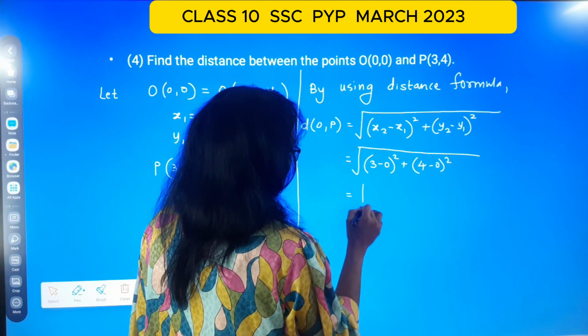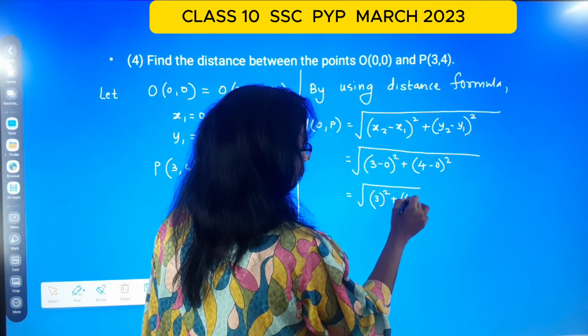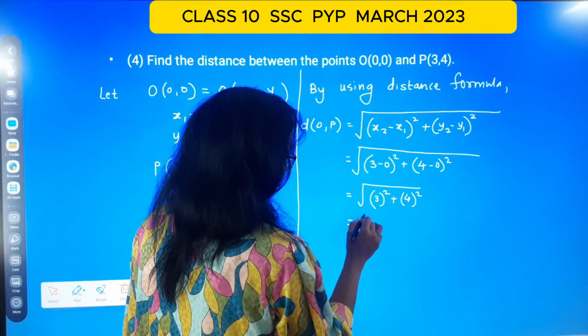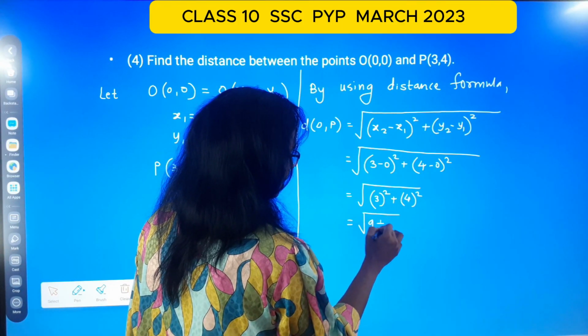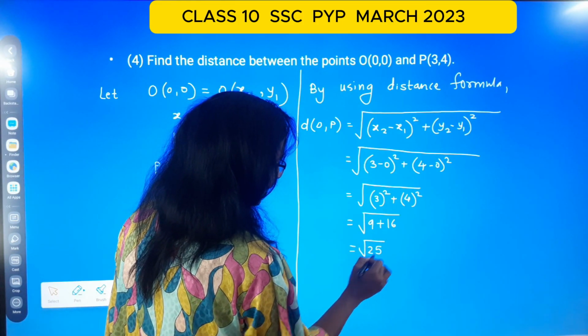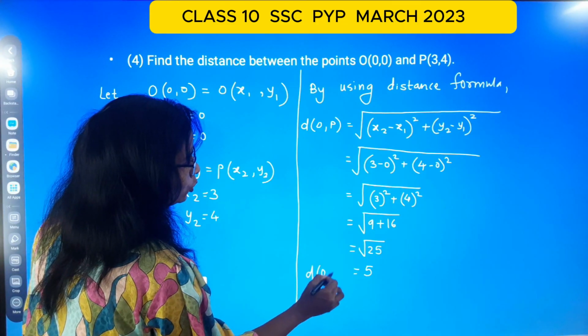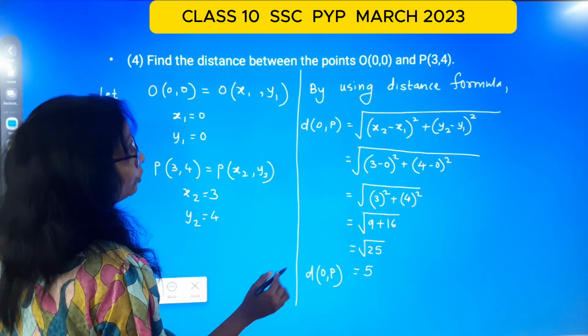So now, the square root of 3 square plus 4 square, that is equal to the square root of 9 plus 16, which is equal to the square root of 25, and that means 5. So the distance from O to P is equal to 5.